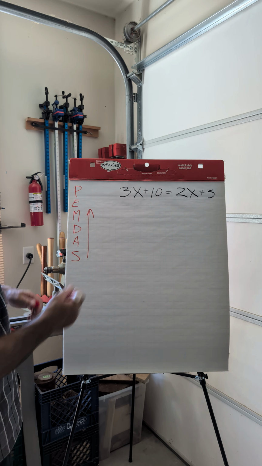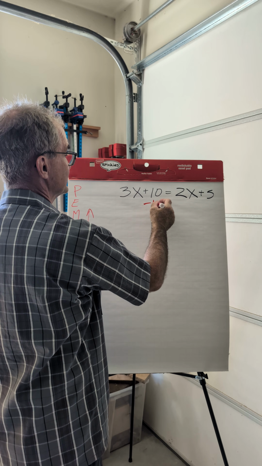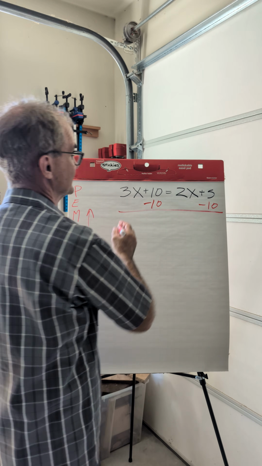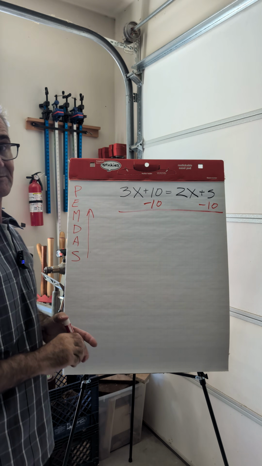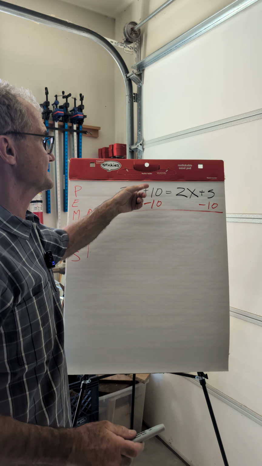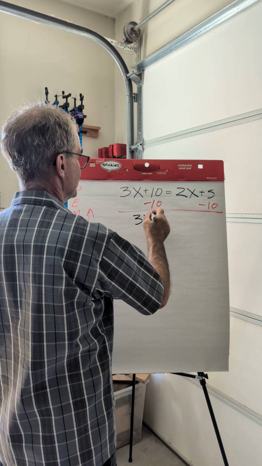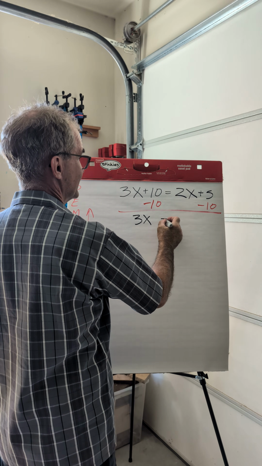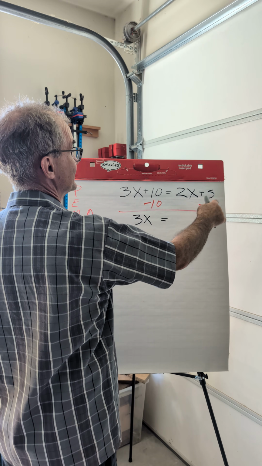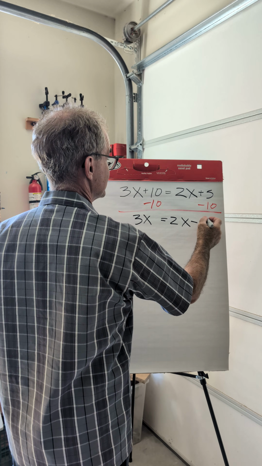Well, I want to get rid of this 10. I do whatever I want, as long as I do it to both sides. So I'm going to subtract 10 from the left. I'm going to subtract 10 from the right. I can only combine similar things, numbers or x's. So now I got 3x plus 10 minus 10. Those cancel, giving me 3x by itself. My equal sign comes down. I got 2x plus 5 minus 10. 5 minus 10 is negative 5, so that's 2x minus 5.